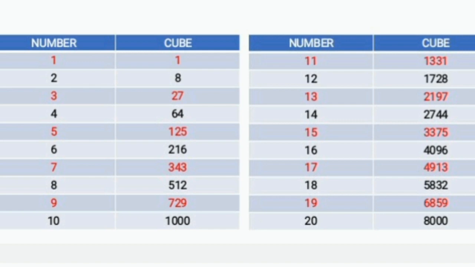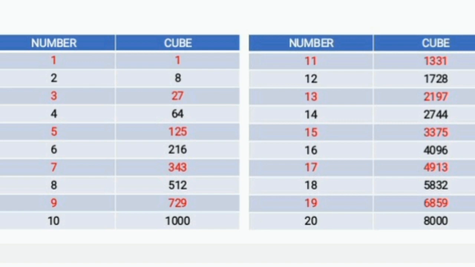See students, first fact is that we have only 10 cube numbers from 1 to 1000. See, number 1, the cube is 1, number 10, the cube is 1000. So from the number 1 to 1000 we have only 10 cubes. And now fact number 2.